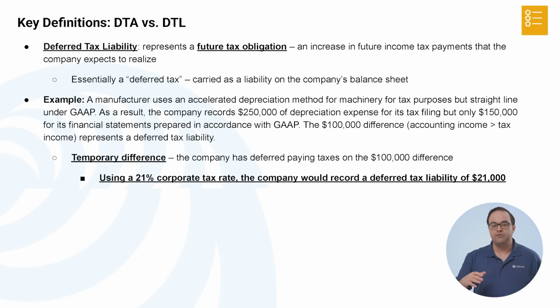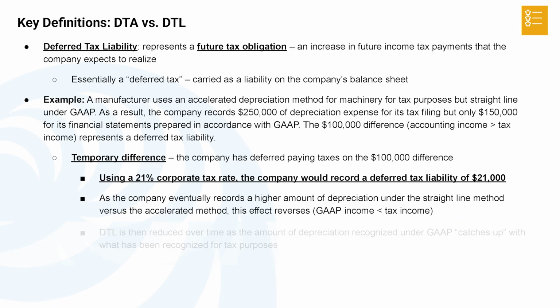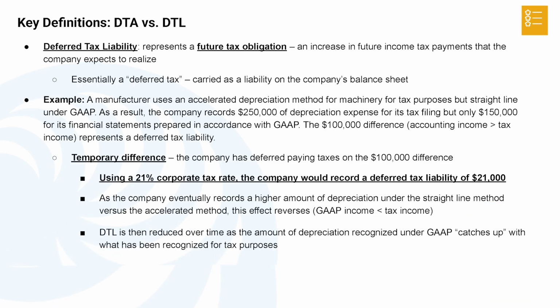As the difference in depreciation methods reverses, meaning the company eventually has fully depreciated this asset under tax purposes but not GAAP, that effect will reverse. Taxable income in future years will eventually be higher than GAAP income. They will pay more in taxes, and that deferred tax liability will get reduced going forward as the gap between the tax expense recorded under GAAP and tax closes.